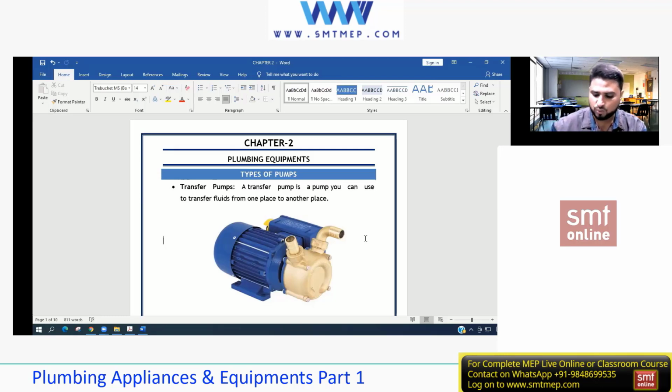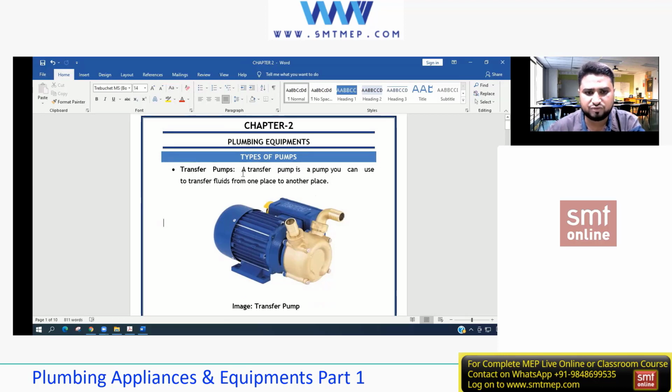Okay, so now let's see one by one. First of all, let's begin with the types of pumps. As we are in the construction industry, everyone, mostly we use centrifugal or reciprocating. What kind of pumps do we have? Centrifugal, right? So the pumps we are about to see over here are all centrifugal pumps.